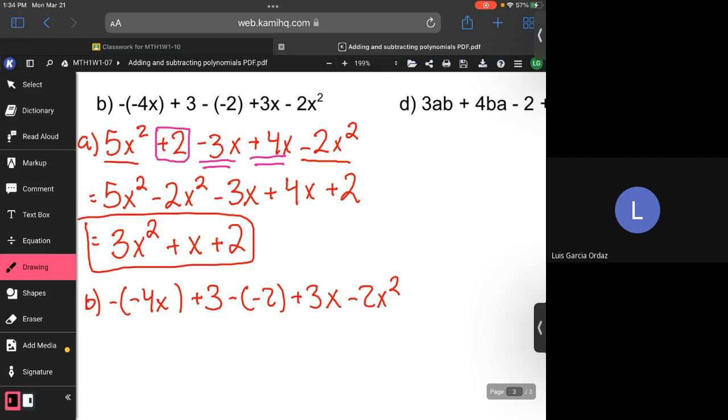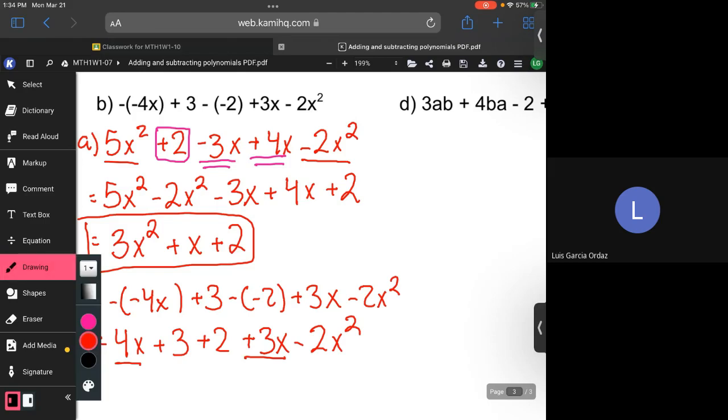Well, for 4x, we're just the plus. So positive 4x plus 3, and you change the negative 2 to a positive, plus 2 plus 3x minus 2x squared. So now what are my like terms? Austin. 4x. Okay. And Sienna, what's my other pair of like terms? Perfect. 3 and 2.